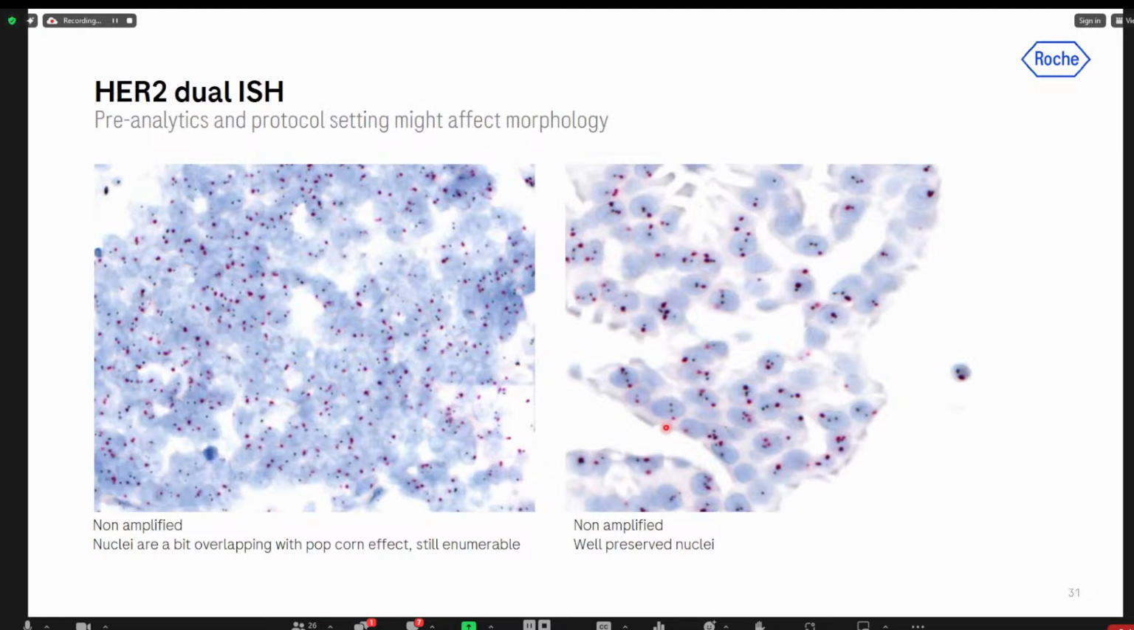So here are 2 other examples of non-amplified cases, but also just to show you that the pre-analytics and the protocol might affect the morphology.